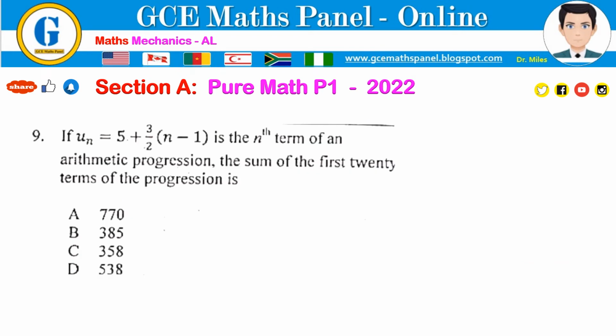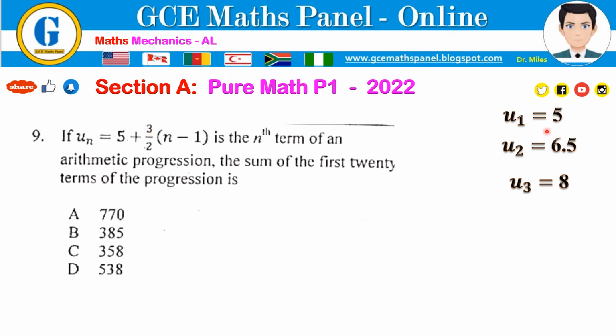Question 9. If Un is equal to 5 plus 3 on 2 into n minus 1 is the nth term of an arithmetic progression, the sum of the first 20 terms of the progression is. So since they've told us that this is an AP, let's just look for the first 2 or 3 terms. Our u1 here will be 5 plus 3 on 2 into 1 minus 1, which is 0. So it's just 5. And then for u2, when n is 2, we have 2 minus 1, 1, times 3 on 2, 3 on 2 plus 5. That's going to give us 5 plus 1.5, which is 6.5. Let's just look for u3 too. u3, when n is equal to 3, we have 3 minus 1, 2, times 3 on 2, that is 3, plus 5, 8.